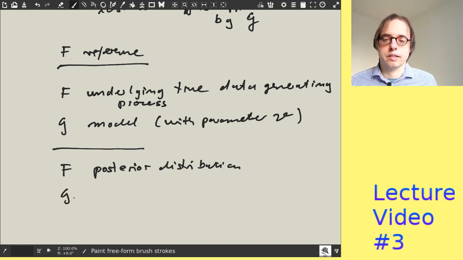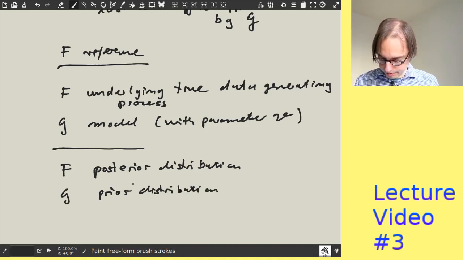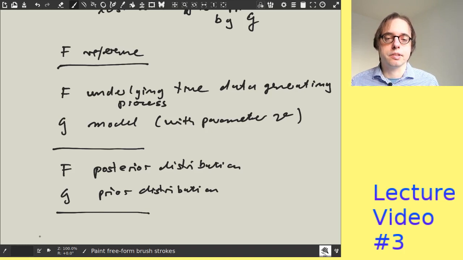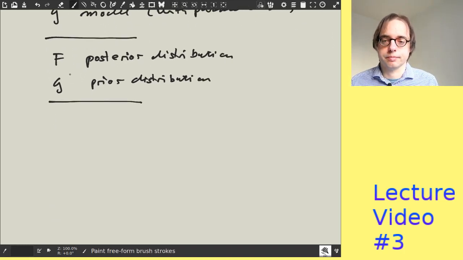And G is the prior distribution. And the update from G to F is also mediated by the Kullback-Leibler divergence. So I'll give you very few examples, and then I recommend that you study the examples in the worksheet, and you can find the solutions there as well.